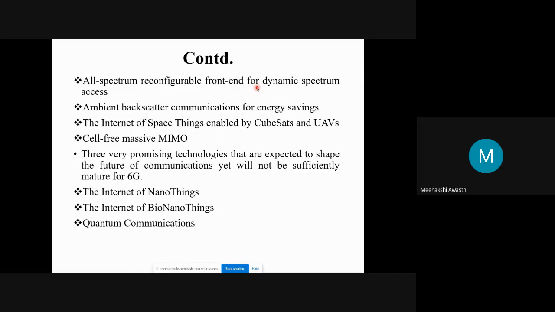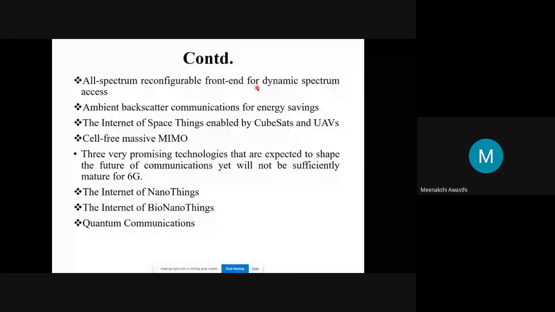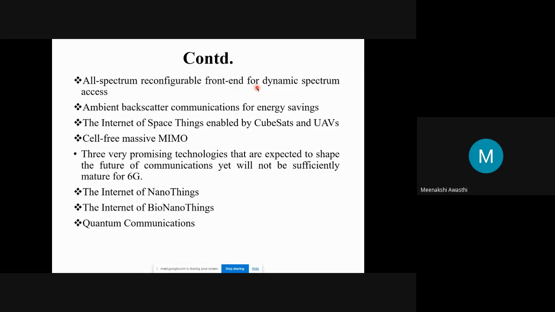So if we allocate a fixed spectrum to a user, and for a particular time that user doesn't want to use that spectrum, that spectrum will be wasted. Whereas in dynamic spectrum access, if the spectrum allocated to a user is not being used at a particular instant of time, then another user can use that spectrum with the help of this DSA technique.